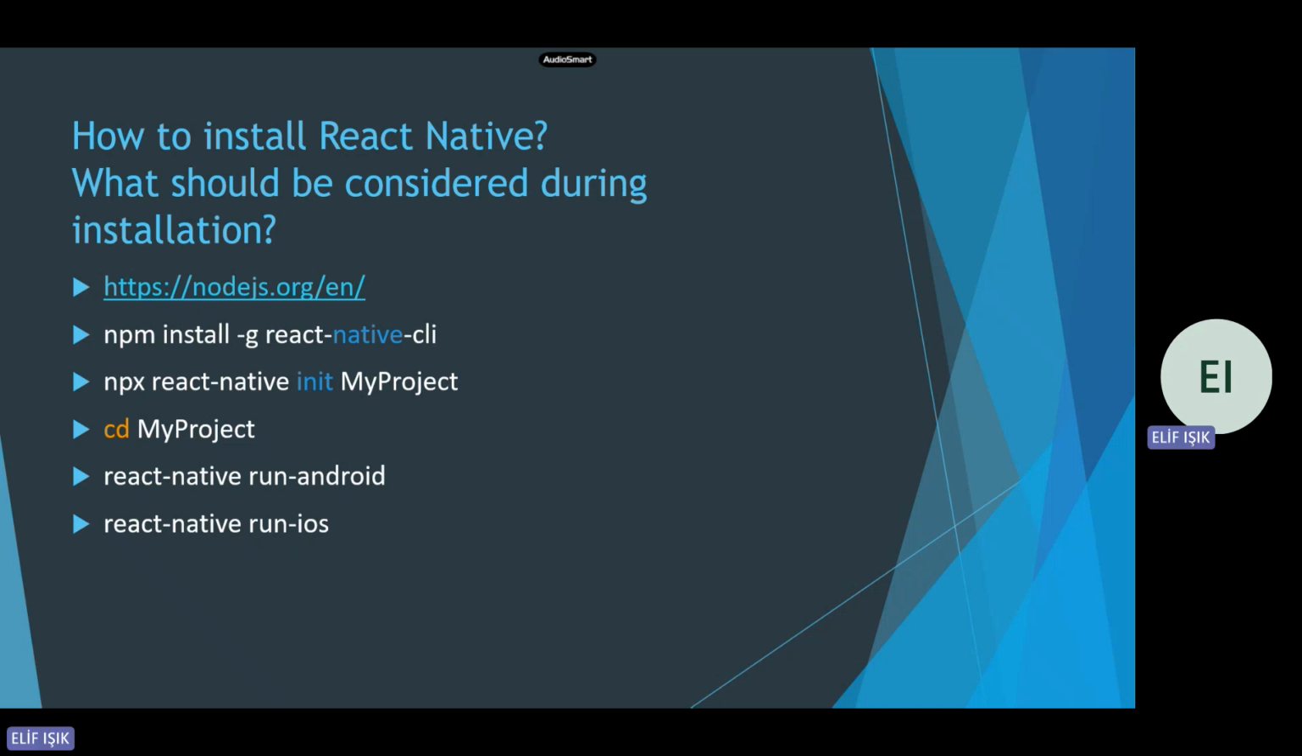Finally, start the project by running react-native run-android or react-native run-ios, depending on the platform you want to run the app on. During the installation process, make sure you follow the instructions carefully and that your system meets the minimum requirements. For example, make sure you have the required SDKs and build tools installed for the platforms you want to develop for.